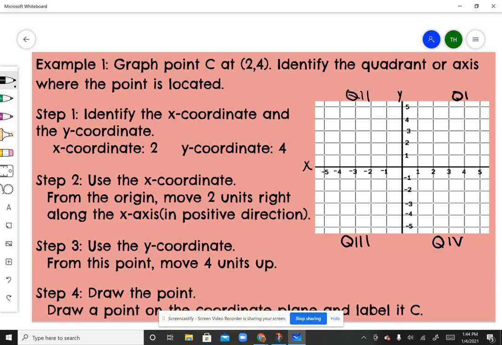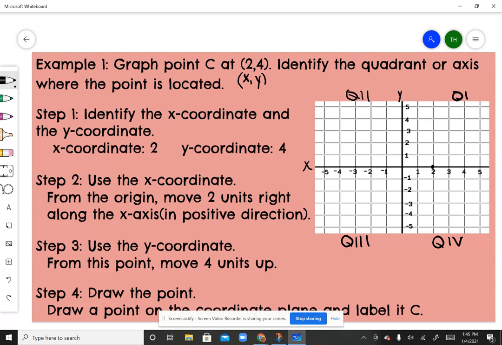So it says identify the x-coordinate and the y-coordinate. Okay, so if we're looking at our points, we have 2, 4. I know the 2 is my x, the 4 is my y. Now use the x-coordinate from the origin, move 2 units to the right. So if I'm going 2 units to the right, I'm marking my 2, I'm going to go over 2 spots, which would be here.